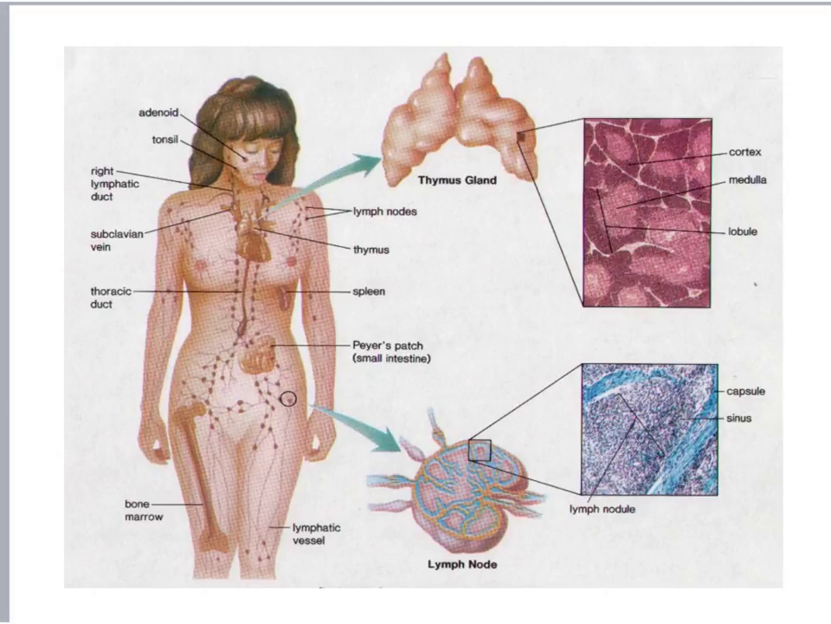Pictured are some of the organs of the lymphatic system. They include the thymus gland, the lymph nodes, the spleen, the Peyer's patch, the appendix.